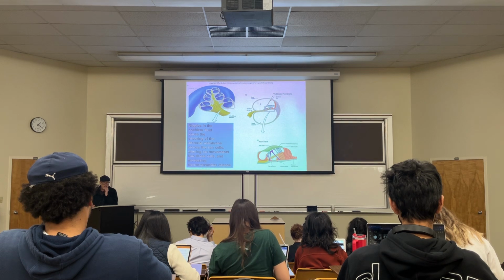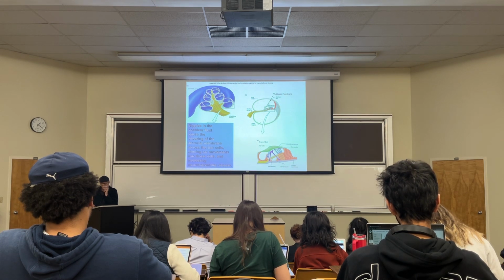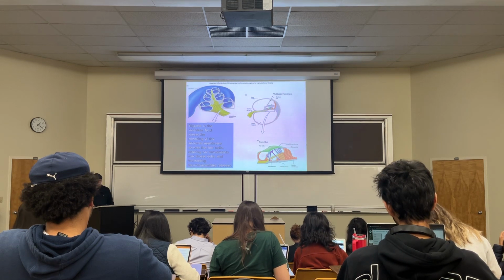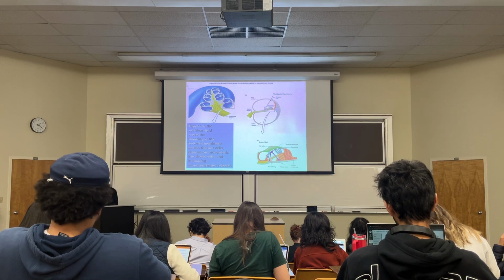When fluid waves get generated in the scala vestibuli, they displace this vestibular membrane, push it into this cochlear duct, and that causes fluid waves to happen in the endolymph of the cochlear duct, and then it passes on through to the scala tympani, the perilymph fluid, and goes to the round window.